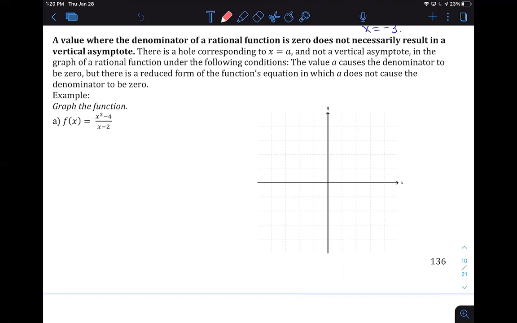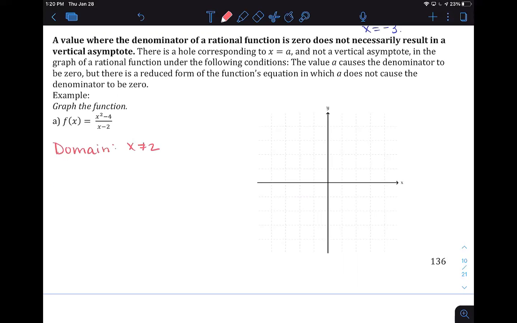All right, so if we want to graph this function, f of x equals x squared minus 4 over x minus 2, first off, let's figure out what's the domain. So what's our domain? What x value would make that denominator 0? 2. So our domain: x cannot equal 2.